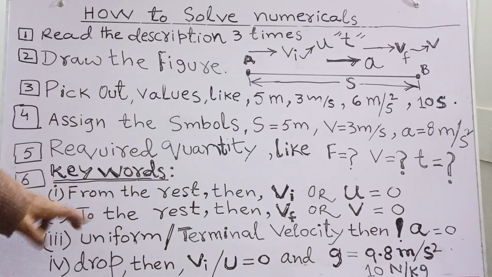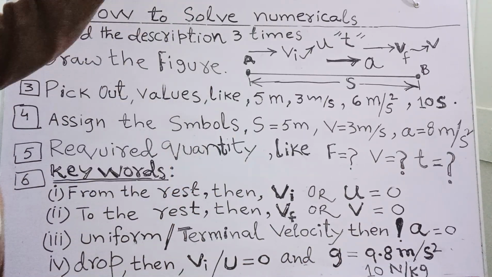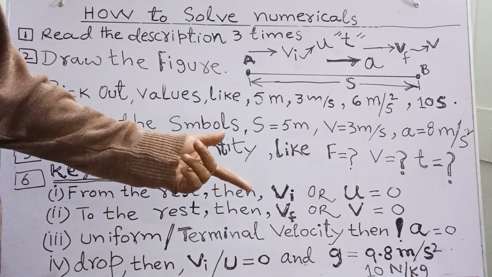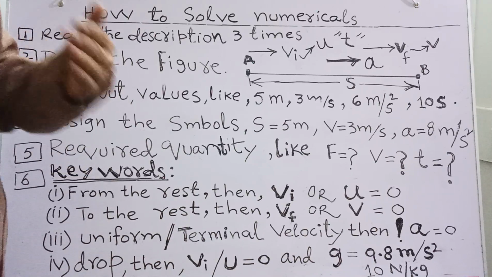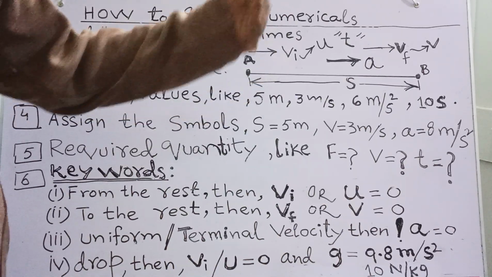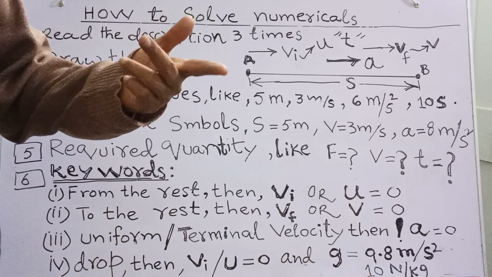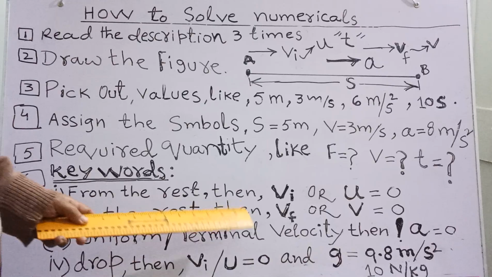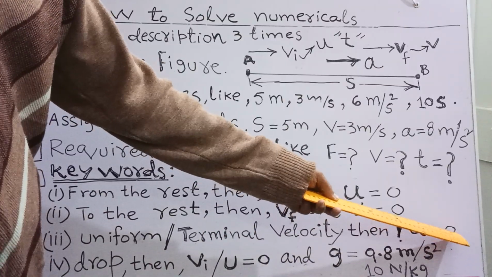Whenever you find the word uniform, constant, terminal velocity, or steady velocity, understand that the velocity of the body is not increasing, not decreasing, and the body is moving with the same value, 20 meter per second, then 20 meter per second, then 20, 20, 20. It means the change in velocity is 20 to 20, 0 change. In this case velocity is not changing, so the acceleration of the body is always taken as 0.